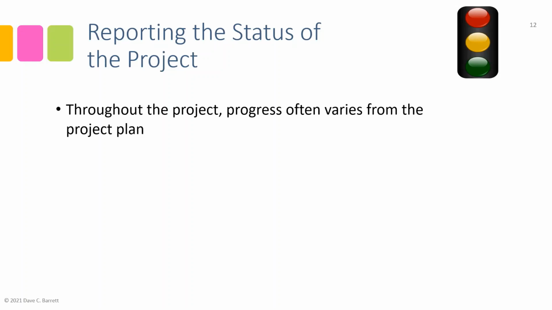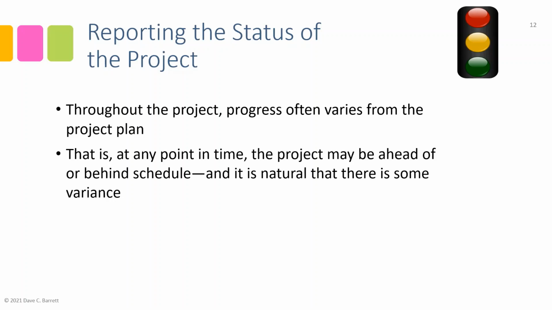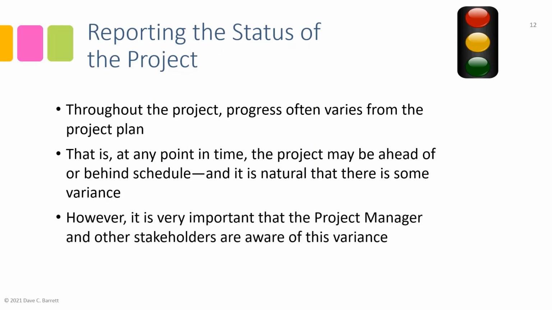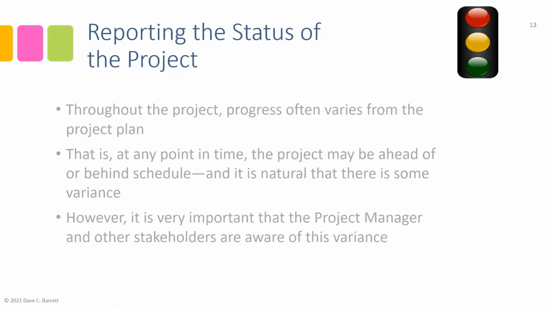Throughout the project, progress often varies from the project plan, as mentioned, that is the real life of projects. So at any point in time, the project may be ahead of schedule or behind schedule. It's natural that there is some variance from plan. This brings us to the importance of the project status report, so that the project manager and other stakeholders, including the project team, the project sponsor, and others, are aware of this variance, that this is not something that is unknown or a secret of the project manager, but instead that it is known. We are transparent regarding the status of the project. And that's the way we should look at it.